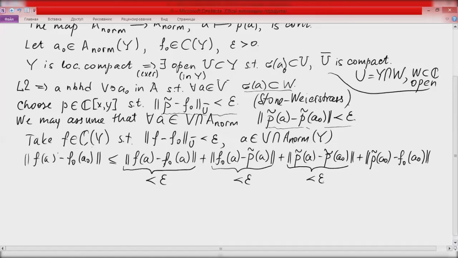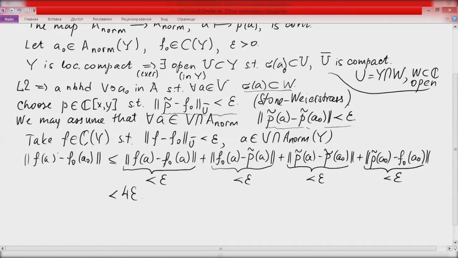And finally, the fourth summand is smaller than epsilon for the same reason. So P tilde minus f0 is smaller than epsilon over U, and by the properties of the functional calculus, this is smaller than epsilon. So that's it. We conclude that the sum of all these four summands is smaller than 4 epsilon.